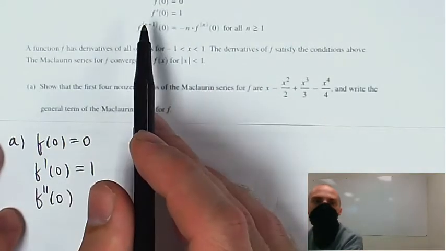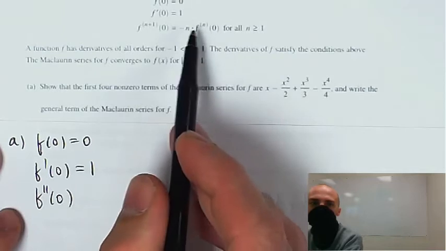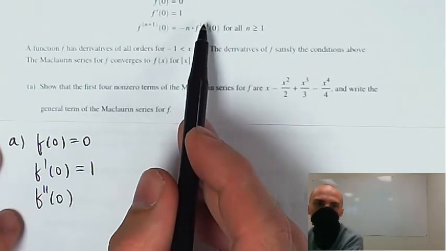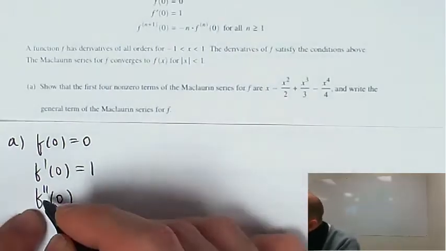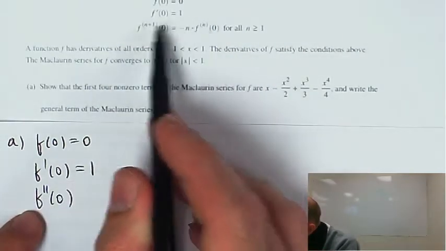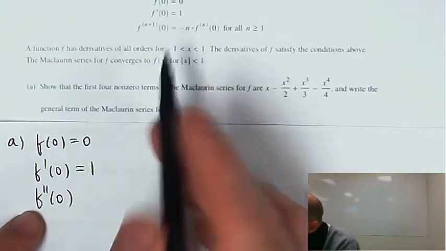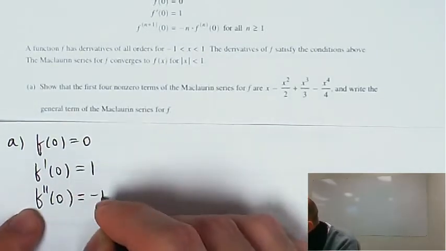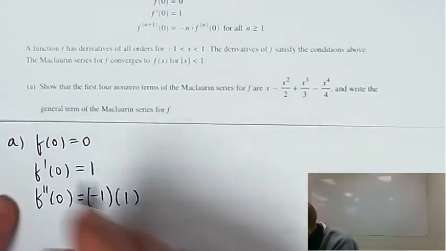So what it looks like is, to get the next derivative, you go to the previous derivative and multiply it by the negative of the order of its derivative. Okay, so that's a little weird. So for the second derivative, what it's saying, for the 1 plus 1 derivative, is to be negative 1 times the first derivative. Okay, so that would be negative 1 times the first derivative, which was 1.